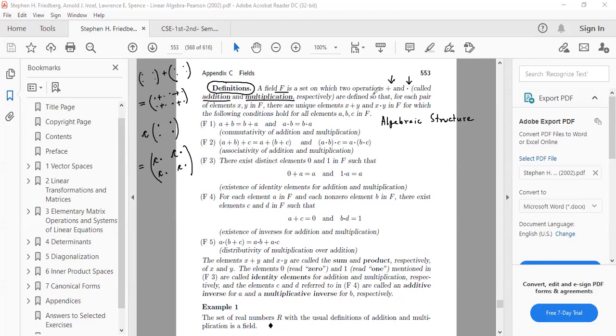And what else is written? So capital F is actually a set. Remember, this is a set on which these operations will be defined. Now, if I take two elements x, y from F, and if I add them as x plus y, and if I multiply them as x dot y, then this algebraic structure demands that this x plus y should belong to F, and this x dot y should belong to F. This property is called the closure property.